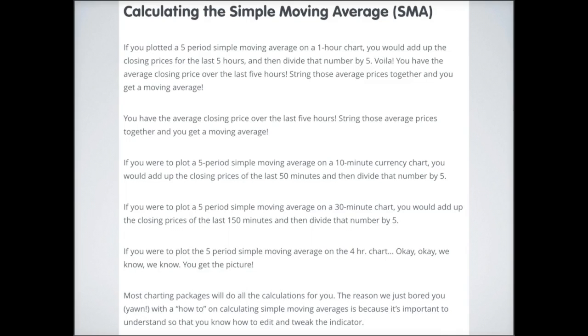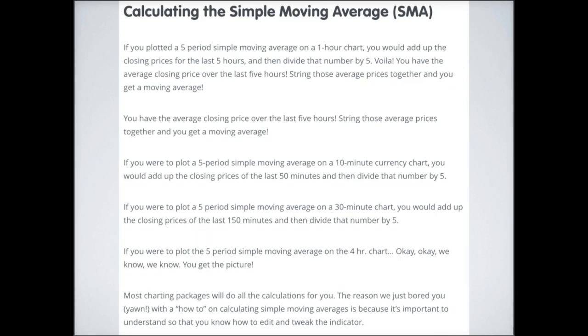Okay, so the simple moving average is the basic one. If you have 5 candles, each of them has a different price. Say they are 5, 10, 15, 20, and 25. You add those all together and divide by 5, and you have your moving average. That's how easy it is. Okay?